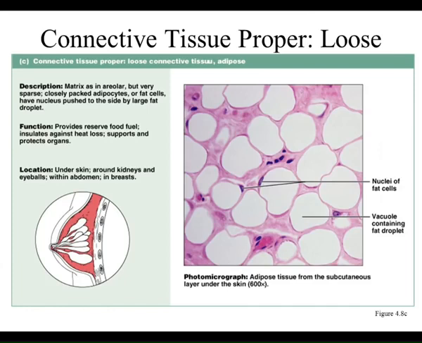But we still need fat for energy, of course, no doubt, and insulation. You can see the nuclei kind of pushed to the outside of the cell here. They call that a signet ring appearance. Anybody know what a signet ring is?